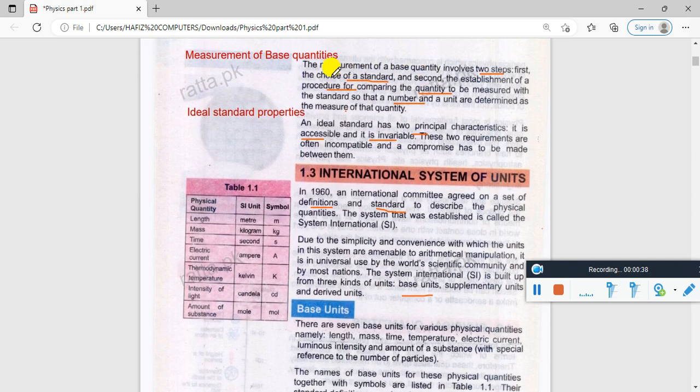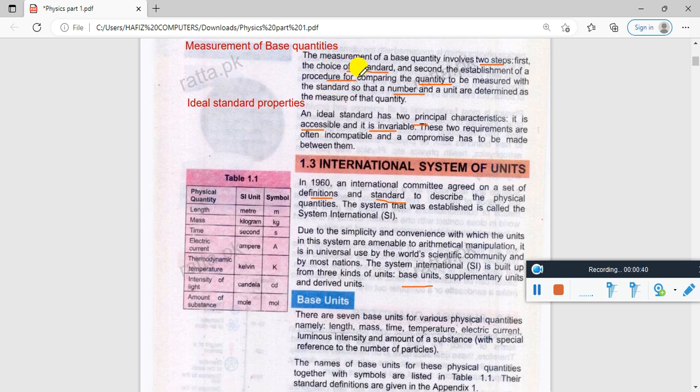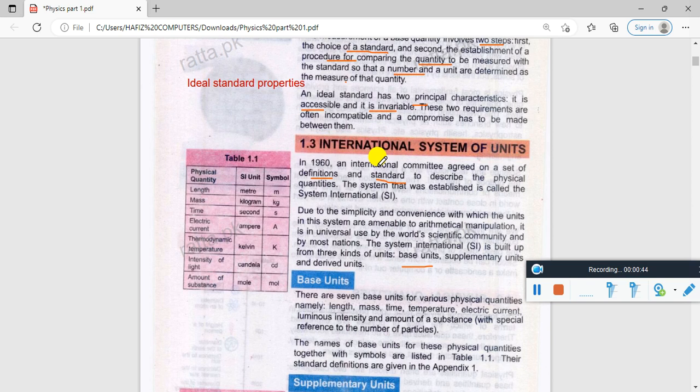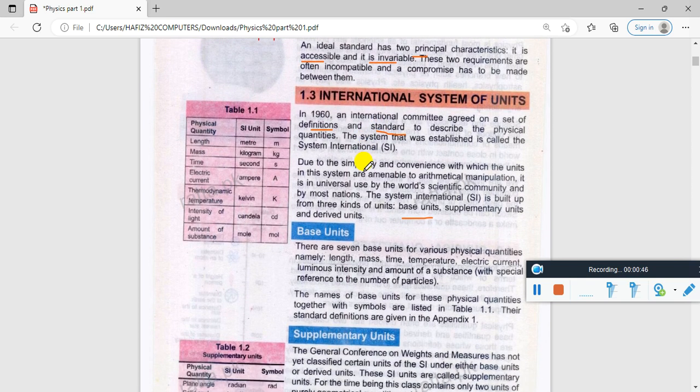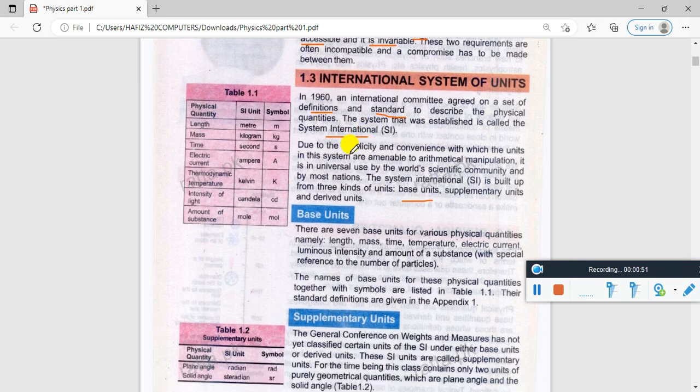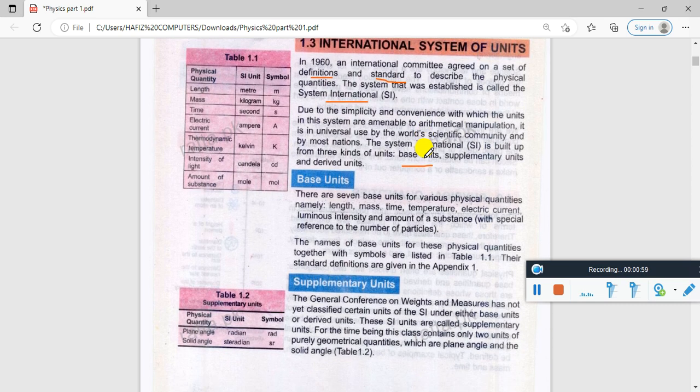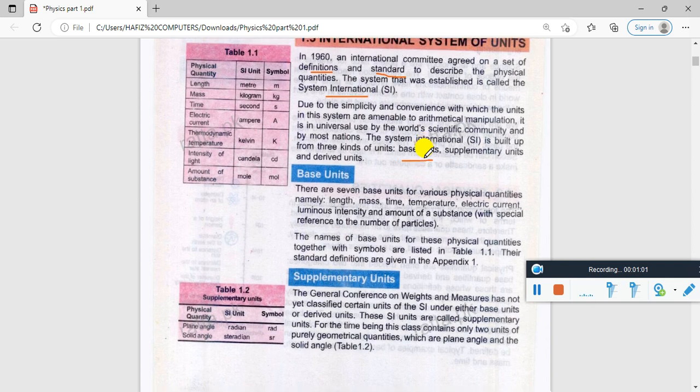To measure a quantity we need, first, the choice of standard and, second, the procedure. So the first step is the choice of standard. The standard is the international system of units. Due to simplicity and convenience with which the units in this system are amenable to arithmetical manipulation, it is universally used by the world scientific community and by most nations.